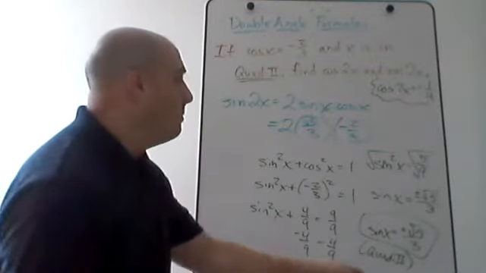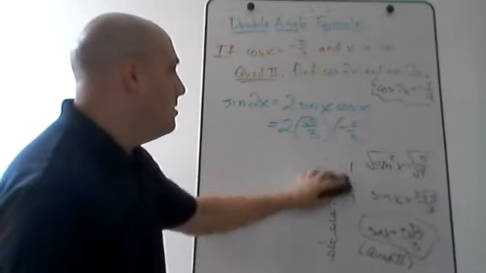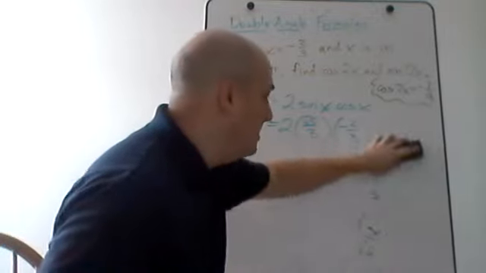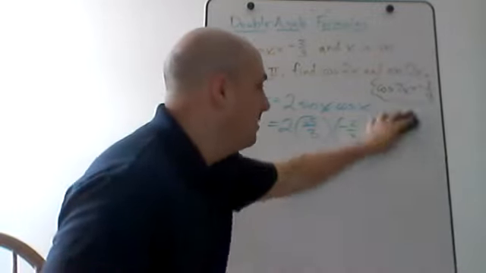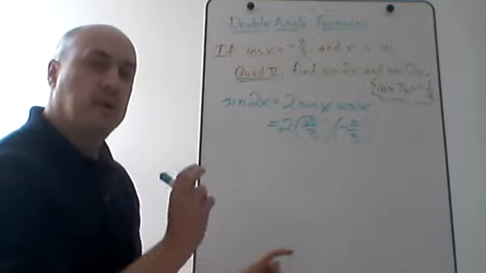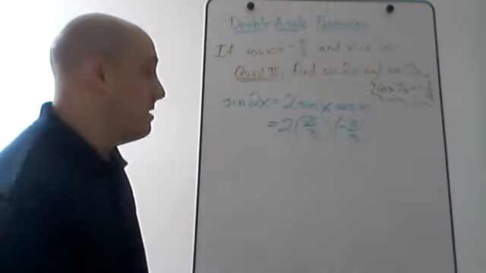All right, so when you're doing these problems like find sine 2x and cosine 2x, you're not trying to figure out what x is. You're not trying to figure out what the angle is and then take the sine of that angle. You just use the formulas for sine 2x and cosine 2x and plug the values for cosine x and sine x into those formulas to get your answers directly that way.